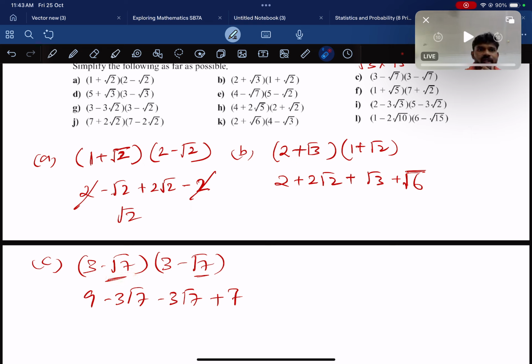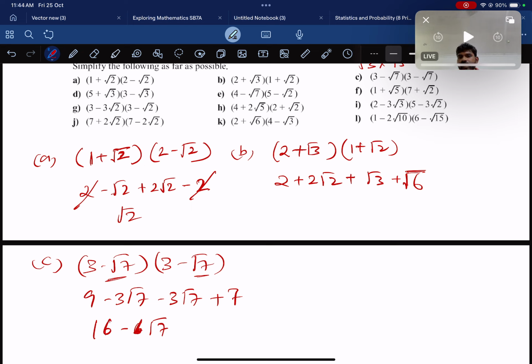Hope you understand. So adding these same root values, where root of 7 and root of 7 is common, we can easily add these numbers. Also we can add 9 plus 7, that gives you 16. And we have minus 3 root 7 and minus 3 root 7, which is actually minus 6 root 7, because minus 3 and minus 3 gives you minus 6. So this is how we have to simplify it.